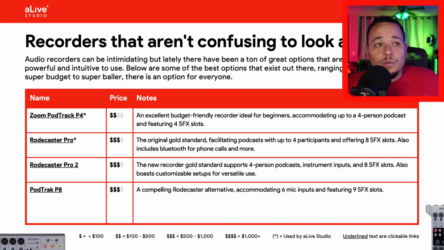Recorders can be scary things to look at. For me, I remember when I first found the Rodecaster Pro, it was like a breath of fresh air. I love it. It's the go-to. But I also have another little recorder that I like to use called the Zoom PodTrack P4. It's one of those easy to use things that just works. It can be powered by batteries or USB-C, and it's a little portable powerhouse that allows you to do four-person podcasts wherever you want. It's about the size of a phone. I wish it was in my box, but I will show that another day.